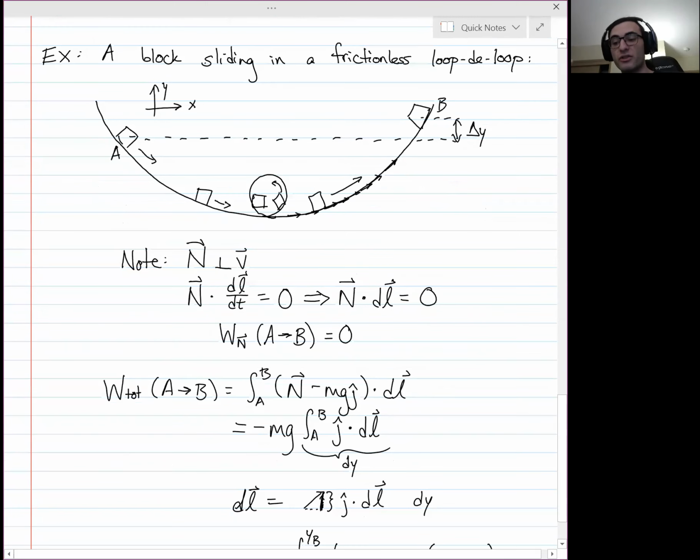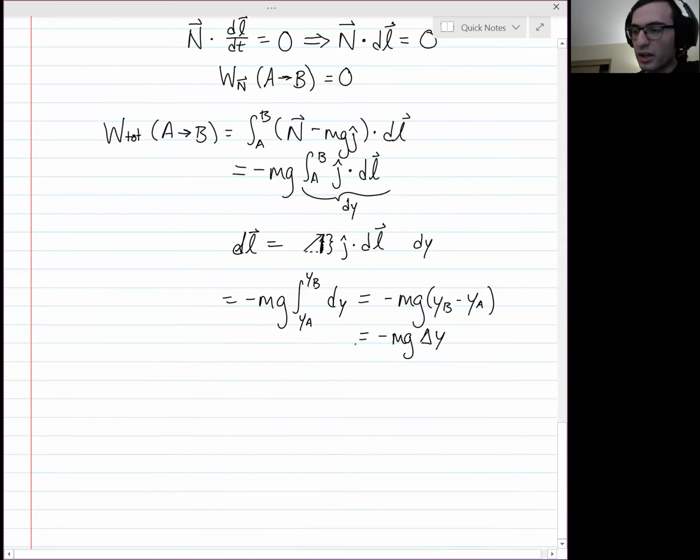The normal force isn't 0. It's just the dot product with the path vector dl is 0. So basically, what this is, not quite. I mean, we'll get there, Sonny. We'll get there. It's very closely related to the potential energy.